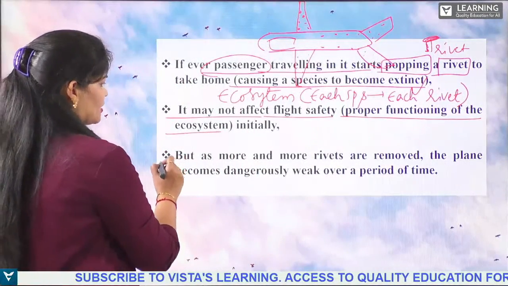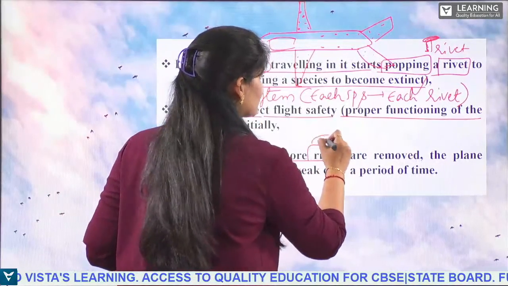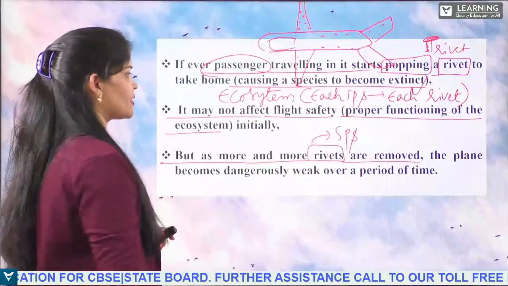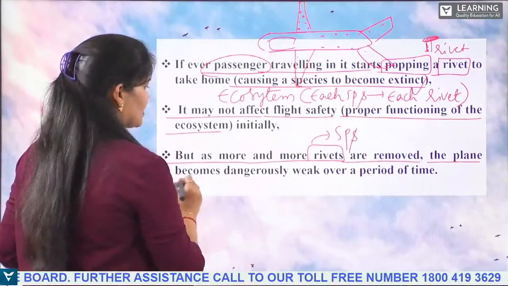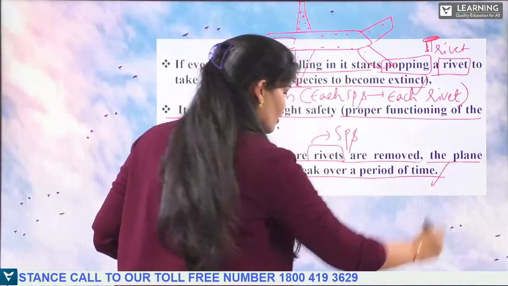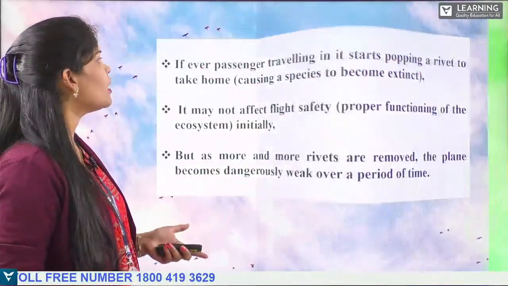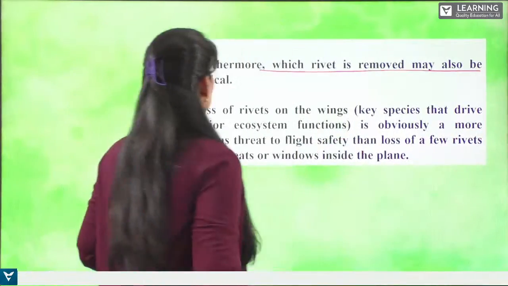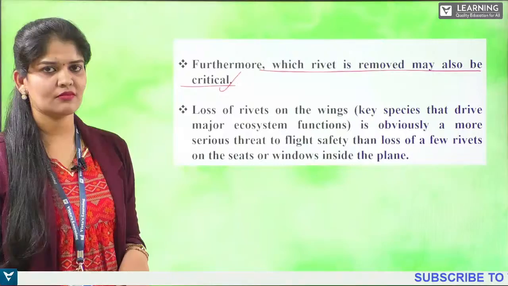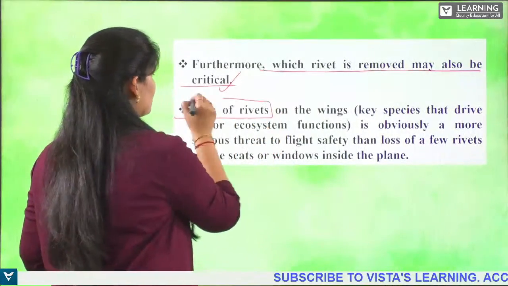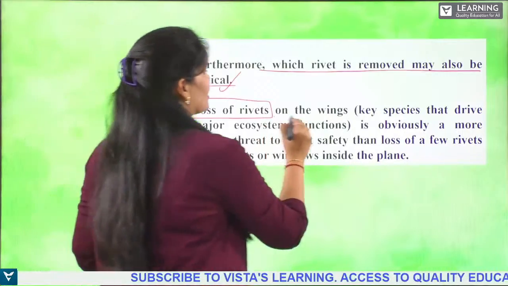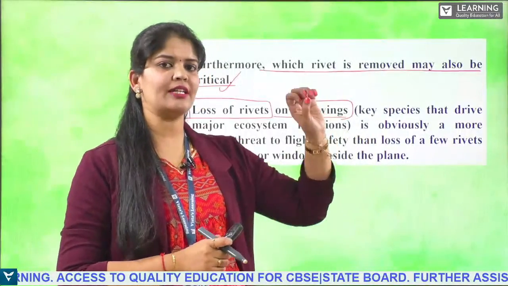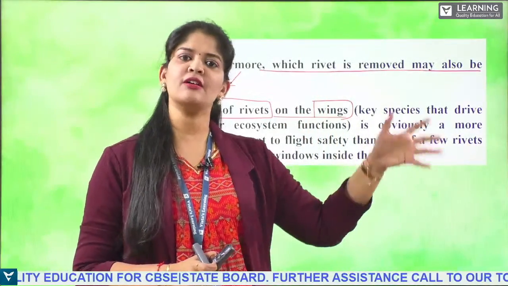But as more and more rivets, which are species here, are removed, each passenger removing one rivet, the plane becomes dangerously weak over a period of time. That is what happens in the case of the ecosystem too. Furthermore, which rivet is removed may also be critical. Loss of rivets on the wings immediately shows an effect on the movement of the wings. That is how it affects the safety of the flight.